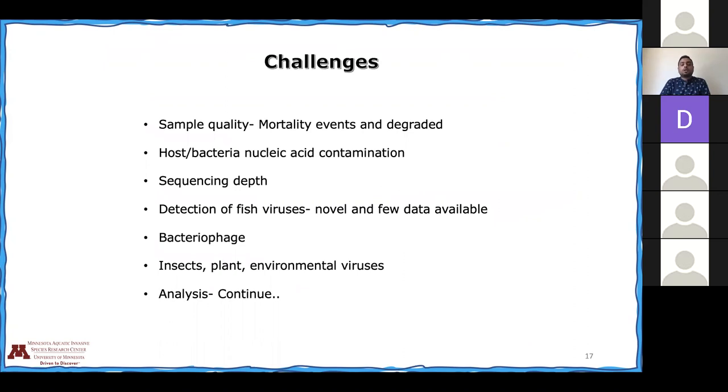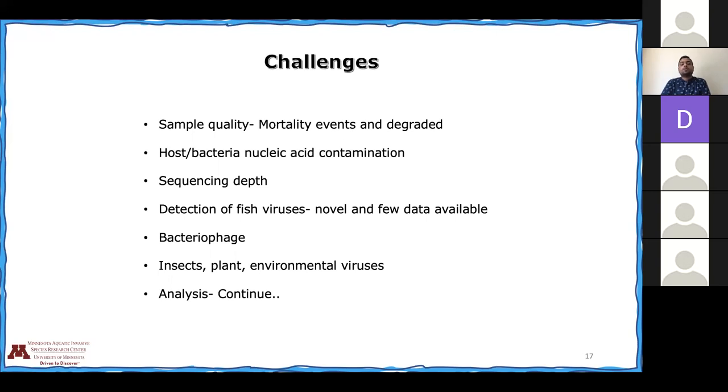We all know that any good opportunity comes with its own unique challenges. Throughout our experiment, we faced a lot of challenges. The first is sample quality. Most of our samples are from fish mortality events, and we didn't have any control over the samples we were getting. The main disadvantage of NGS is that we need very good quality tissues or initial material, but we didn't have that opportunity.